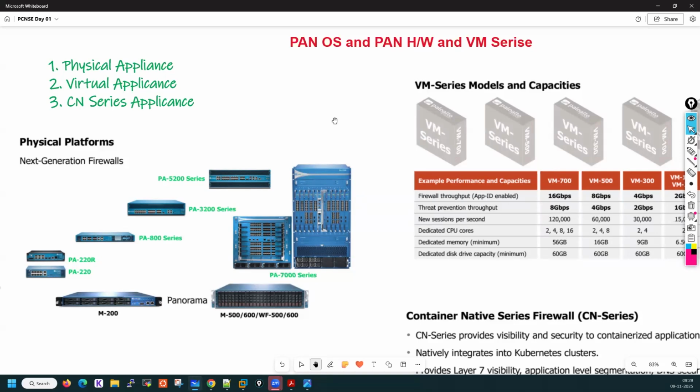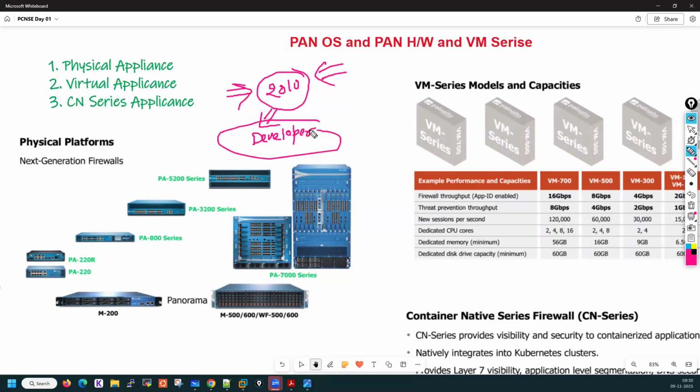And let me tell you one story. Around 2010, Palo Alto used to provide root access to customers easily. There was one customer in the USA, and there was one engineer who had initially joined as a developer, meaning he was a very good coder. He got the root access of Palo Alto.